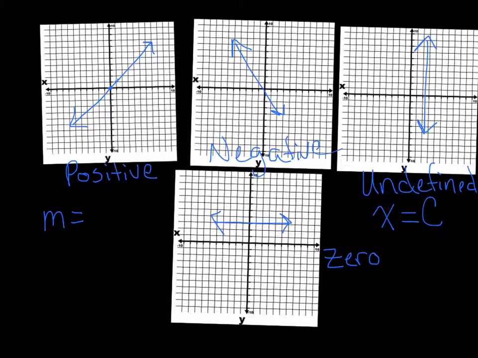Undefined and zero are very different. One has zero slope, one has undefined slope, and their equations would also look different. A zero slope would be y is equal to a constant, whereas undefined would be x equals a constant.